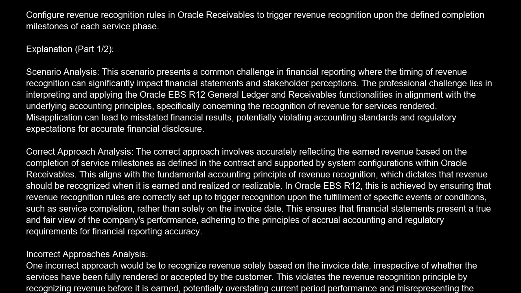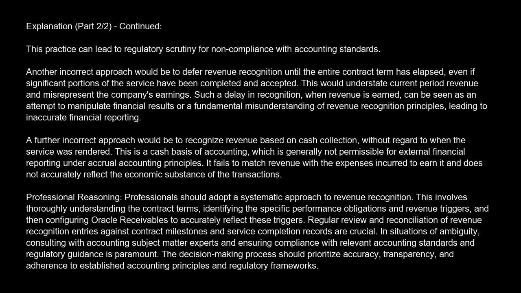Incorrect approach analysis. One incorrect approach would be to recognize revenue solely based on the invoice date, irrespective of whether the services have been fully rendered or accepted by the customer. This violates the revenue recognition principle by recognizing revenue before it is earned, potentially overstating current period performance and misrepresenting the company's financial position. This practice can lead to regulatory scrutiny for non-compliance with accounting standards.